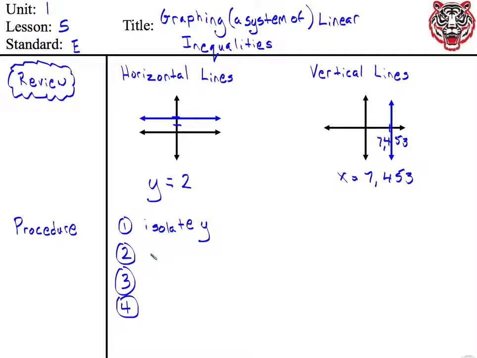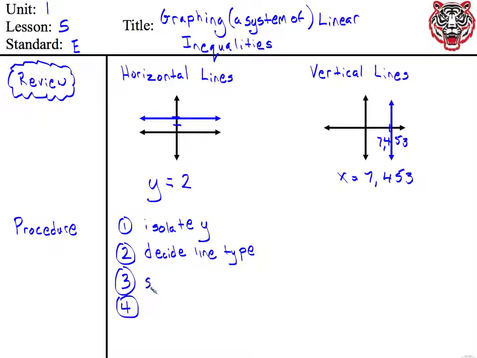You have to decide the line type, because remember how I said some of them are going to be a dashed line, some of them are going to be a solid line. I'll go over that more explicitly in a sec, but that is the second step. So decide line type. And then you obviously need to graph it.